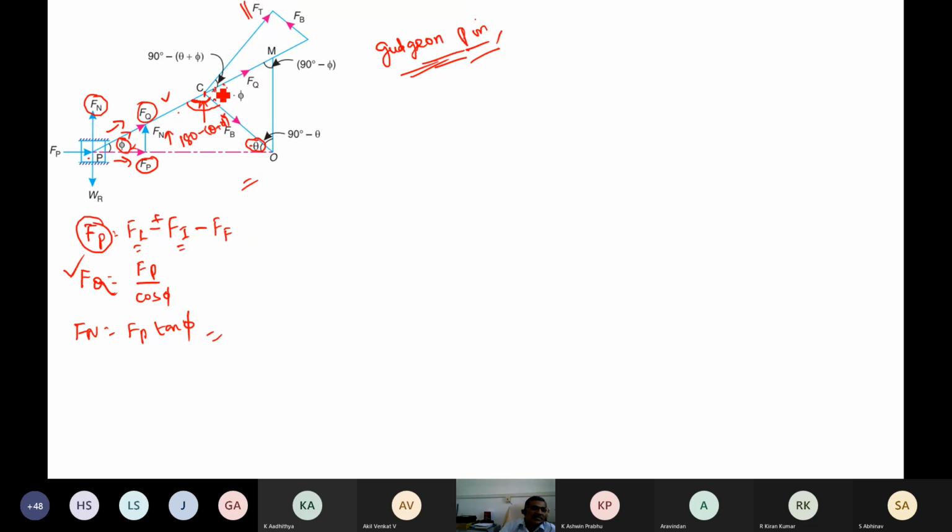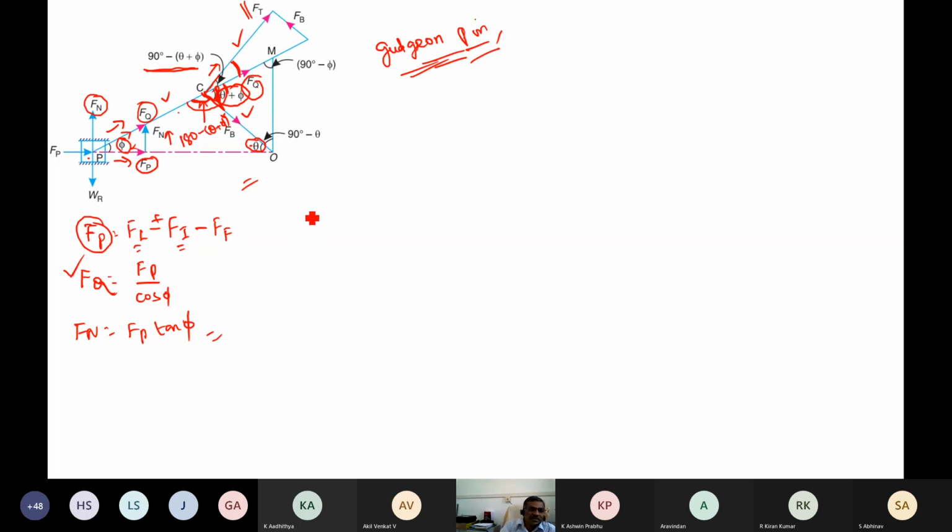Then what will be this angle? This angle will be theta plus phi. If this is theta plus phi, what will be this other angle? This is 90 degrees because this is perpendicular to this, so the total angle is 90. So this angle will be 90 minus (theta plus phi). Right. Now we know the value of Fq. Fq is acting along this direction. If you know Fq, how to calculate this value?